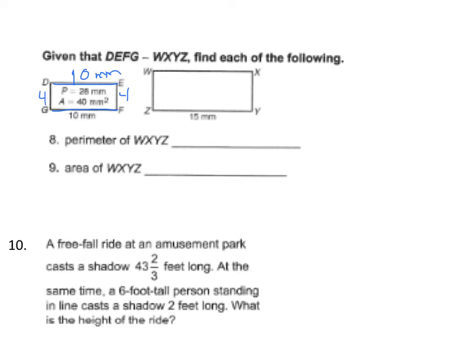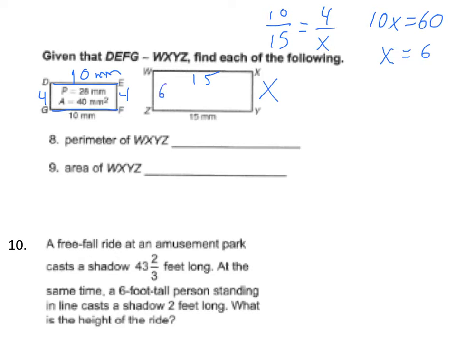The larger rectangle, 15, 15, we're talking about millimeters, so now we can write a ratio to solve for that length, that height right there. So I'm going to say 10 to 15, because those are corresponding parts of similar rectangles, and that's going to be equal to 4 over x. Cross multiply, and we get 10x equals 60. Divide by 10, x equals 6. That means these lengths are 6.